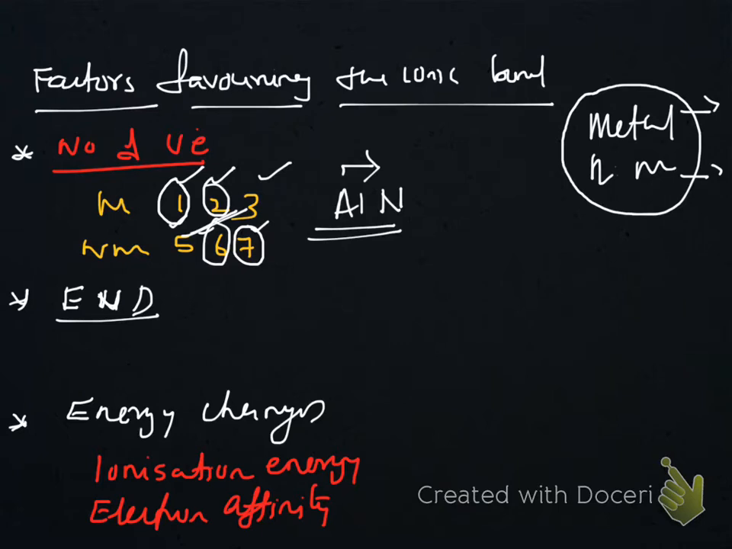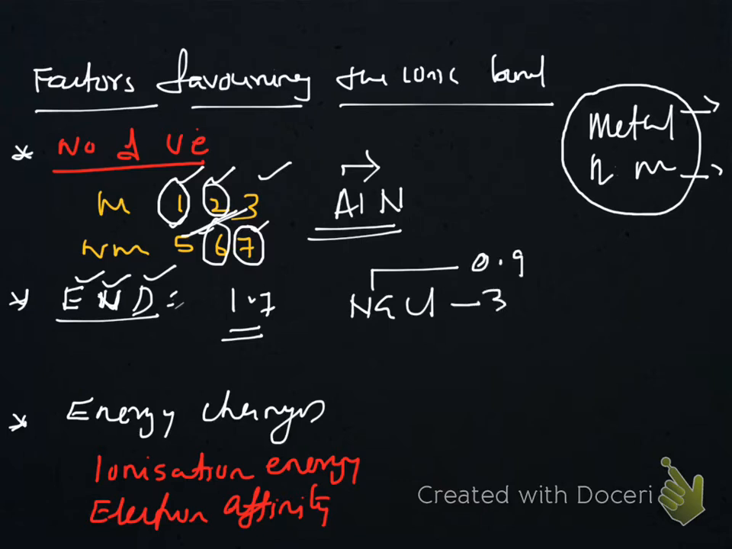Next one is END, electronegativity difference. You have to read it, electronegativity difference. It should be greater than 1.7. In sodium chloride, electronegativity of sodium is 0.9 and chlorine is 3. Difference is 2.1. Therefore, it is greater than 1.7 and found to be ionic compound.